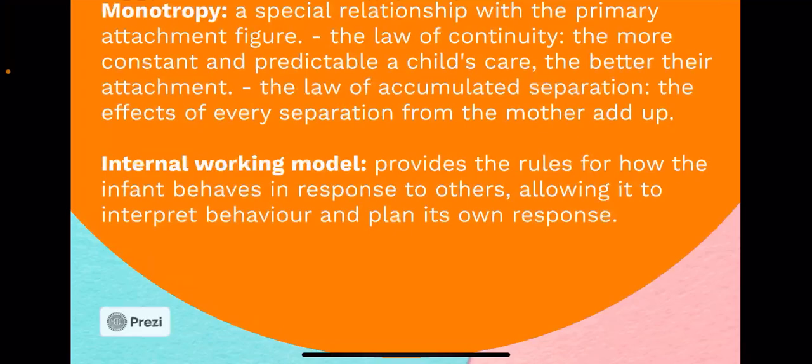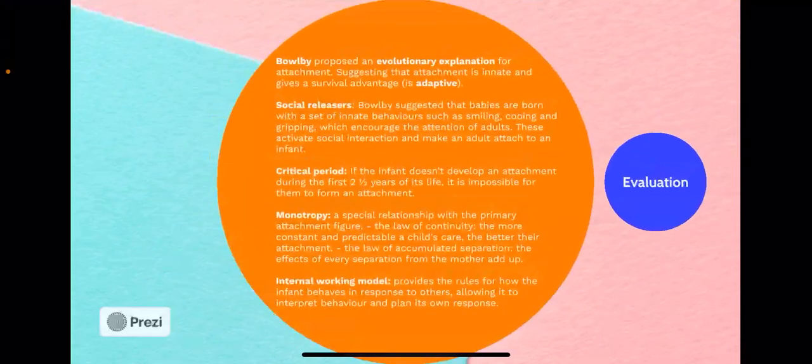Then we have the idea of an internal working model. An internal working model provides the rules for how an infant behaves in response to others, allowing it to interpret the behaviour and plan its own response. So this is the idea that when you're an infant and a child, you learn from your caregivers. For example, if your caregiver gives you lots of hugs, then when you become a mother or a father, you will do the same with your child, because you learn how to care for other individuals from your caregiver, because it forms this internal working model.